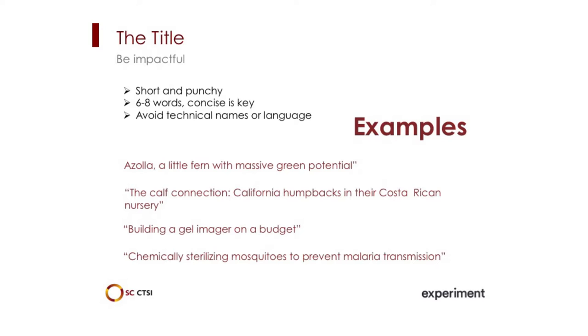And so just some very technical guidelines. 6 to 8 words is really a great length for titles, enough to be descriptive, but also avoiding technical language, which would throw someone off. Here are some examples of really great titles that we've had. This first project, Azolla, a little fern with massive green potential. This was a sequencing project that was going to take a small fern and share all of the sequencing data on Experiment. The CAF connection, California humpbacks and their Costa Rican nursery.